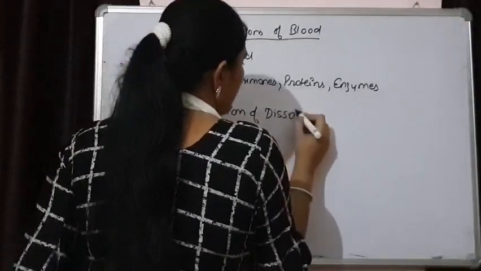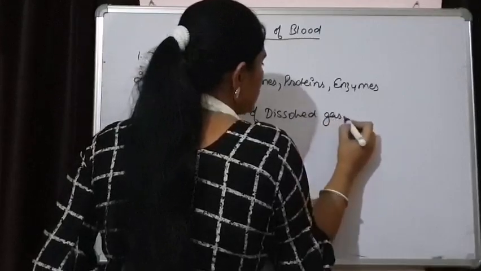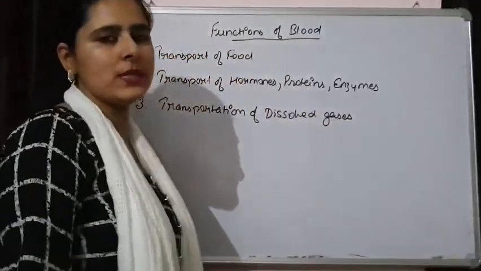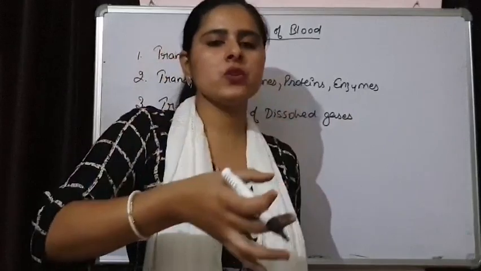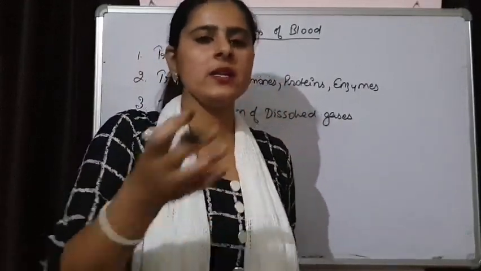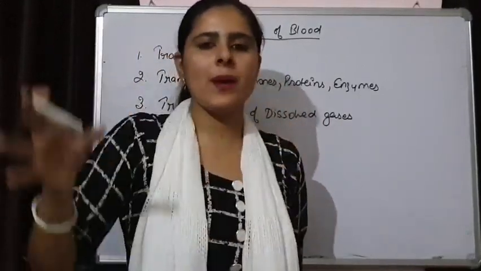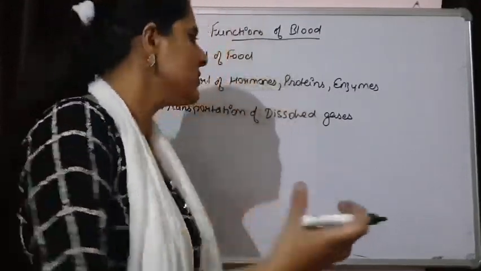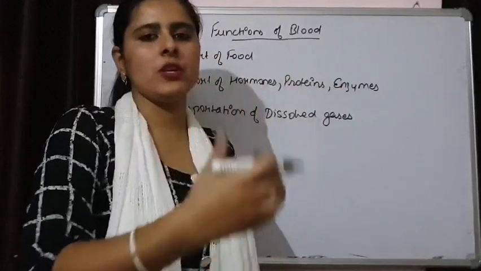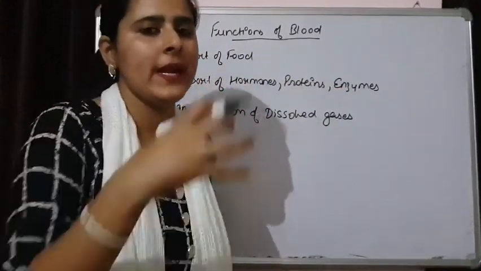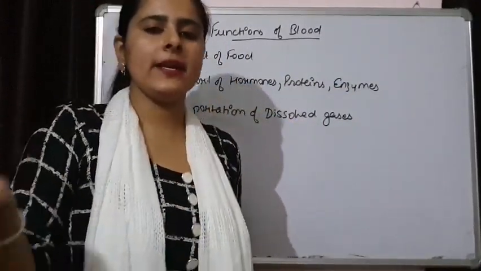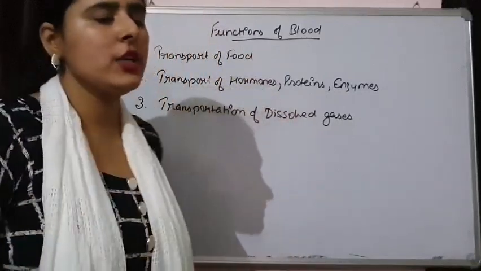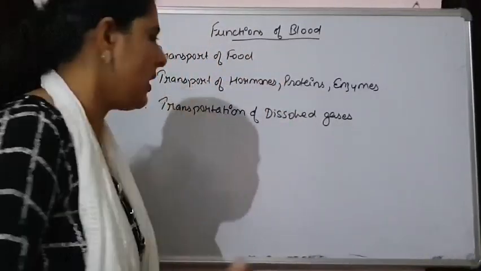Carbon dioxide and oxygen are going to bind with hemoglobin that is present in the RBC, or they are going to dissolve in blood plasma. With the help of blood, because blood is a mobile connective tissue that circulates in all parts of the body, it is continuously transporting these dissolved gases. It delivers oxygen and takes carbon dioxide from the tissues and gives it back to our lungs.